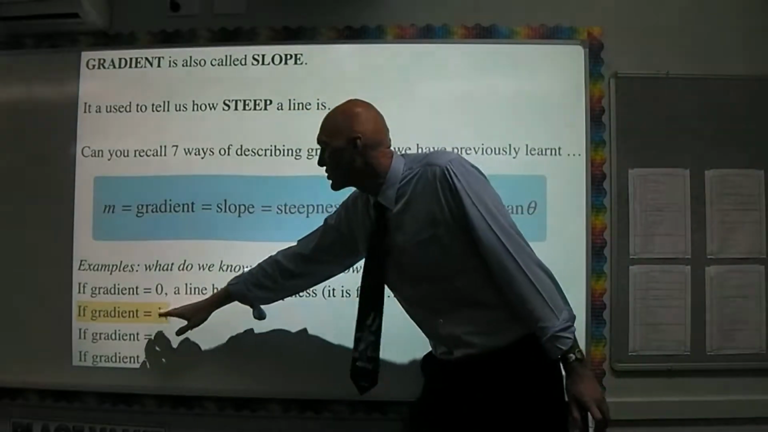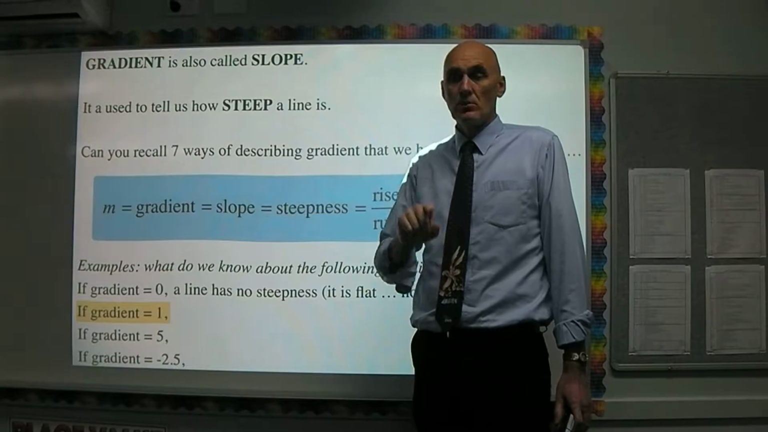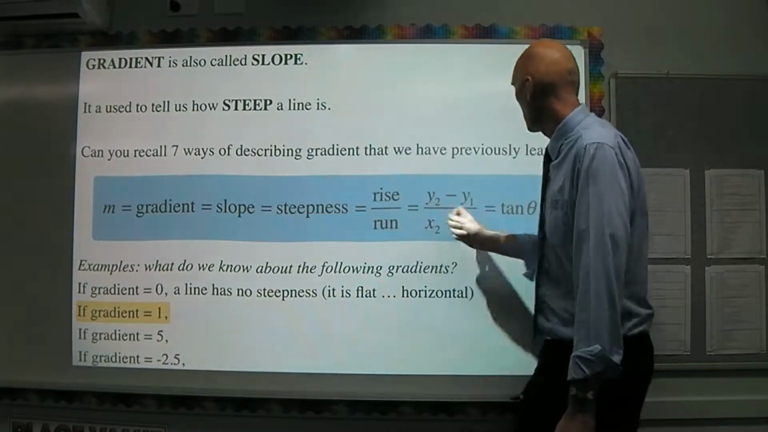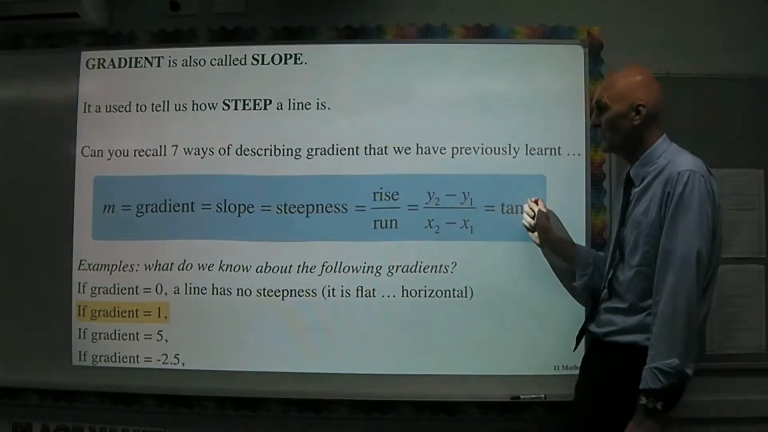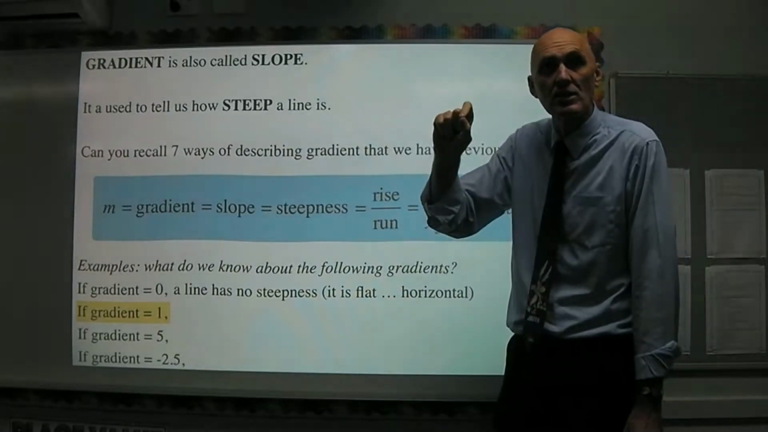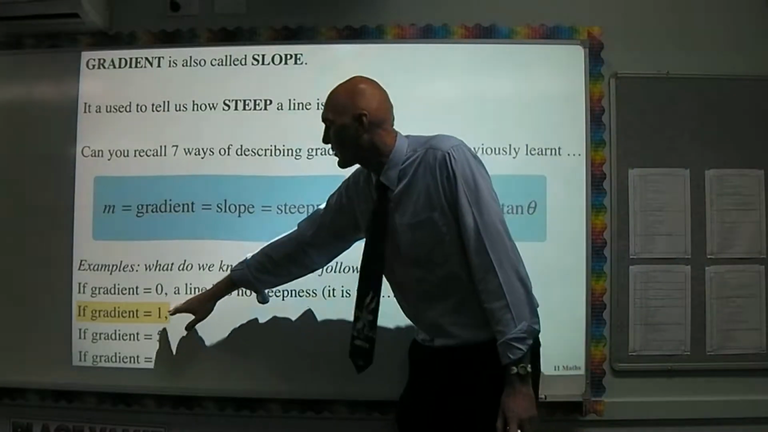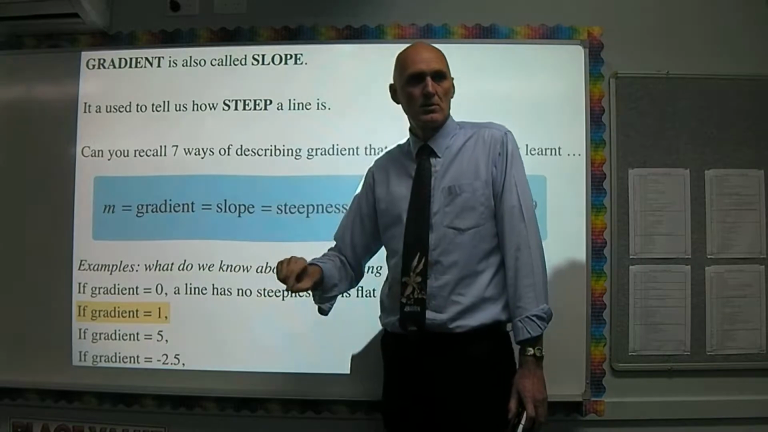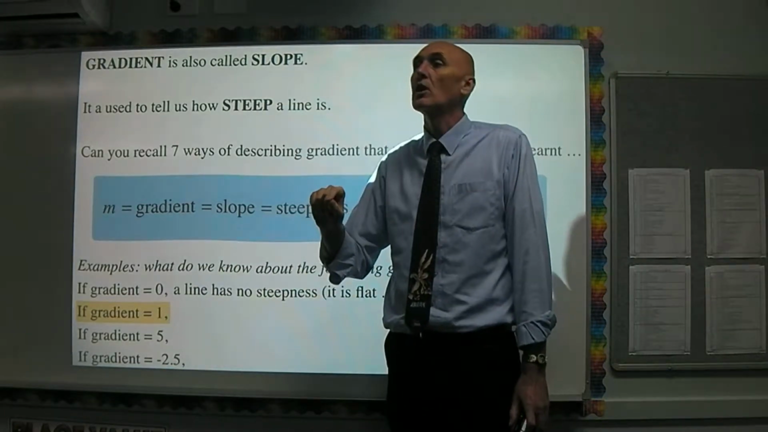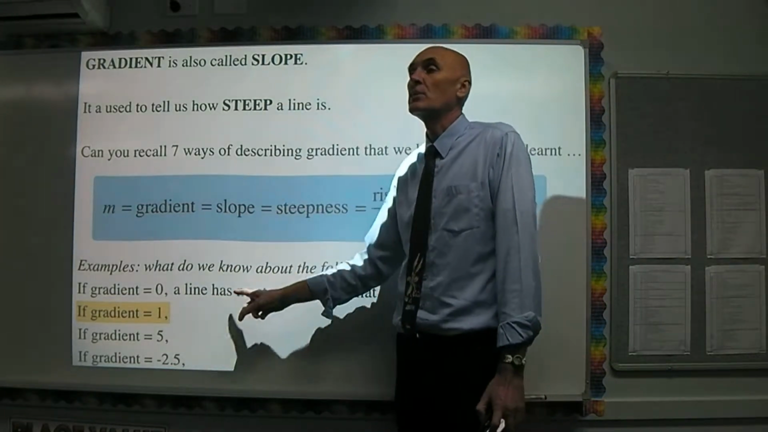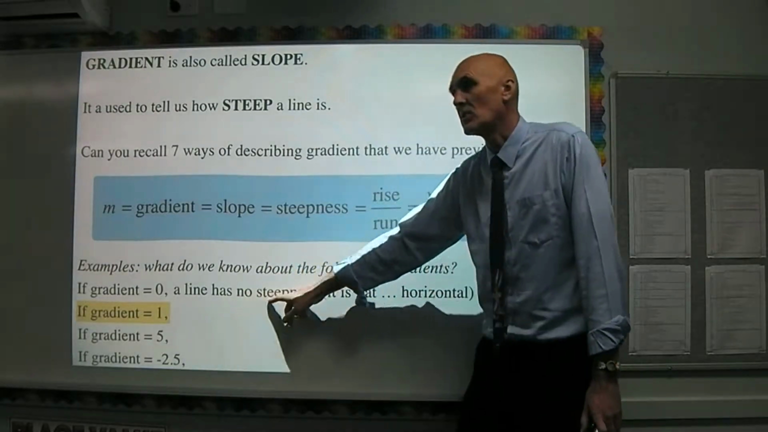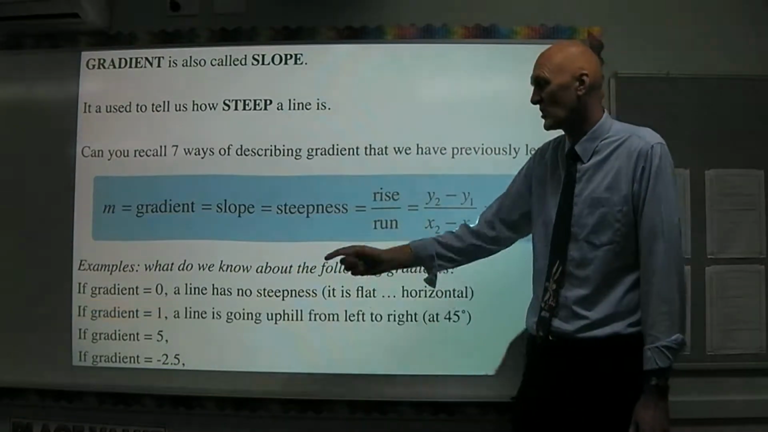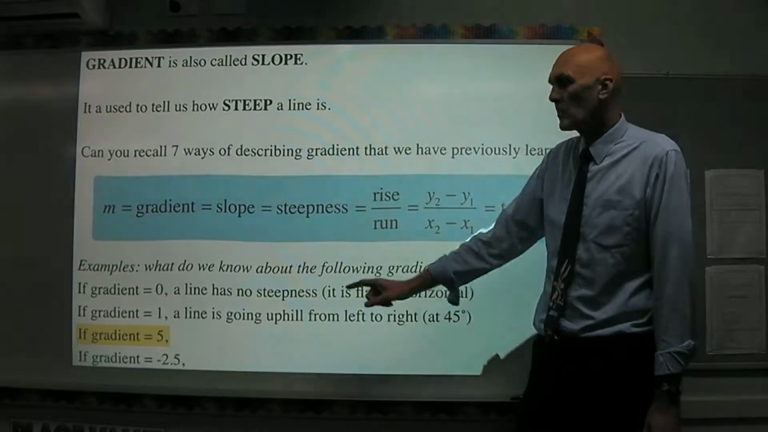What if the gradient was 1? 45 degrees. We know it's a 45 degree line because we know m equals tan theta, and if you do the inverse tan of 1 you get 45 degrees. What else do we know about a gradient of plus 1? It goes from left to right, uphill. So we say it's a positive gradient because it's going uphill from left to right. It's a positive number.